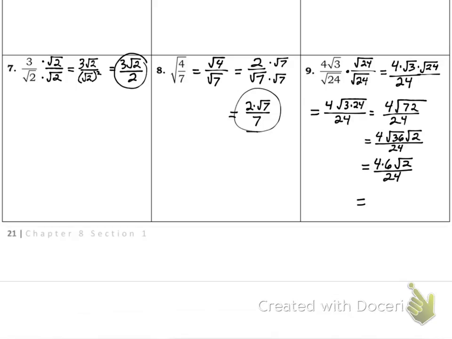That equals 4 times 6 is 24. Uh-oh. Over 24. What's 24 divided by 24? 1. So to simplify this, I would just cancel those guys out. Equals square root of 2. So all of this simplified right down to square root of 2.